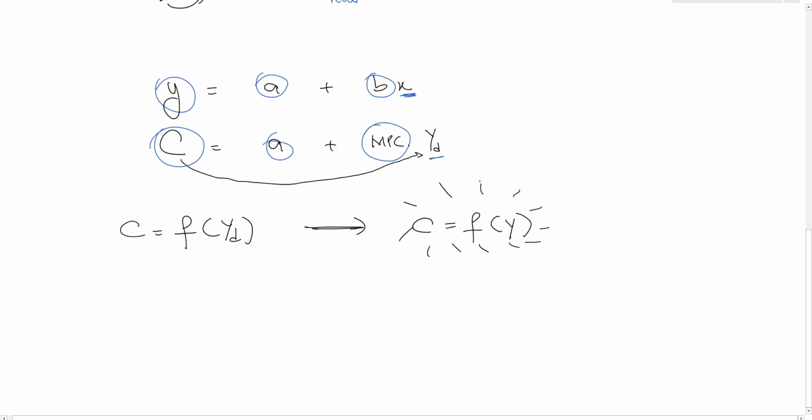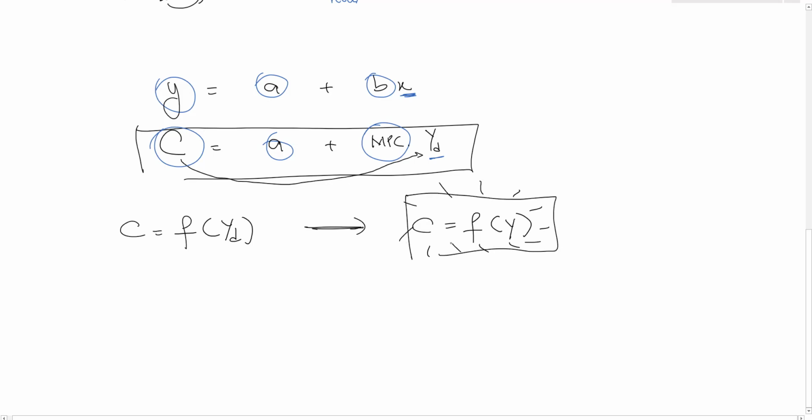So what we are going to do then is transform this equation, C as a function of YD, into an equation that is more in line with this, C as a function of Y. How do we do this? It's actually fairly simple.